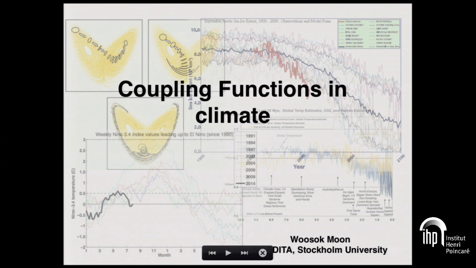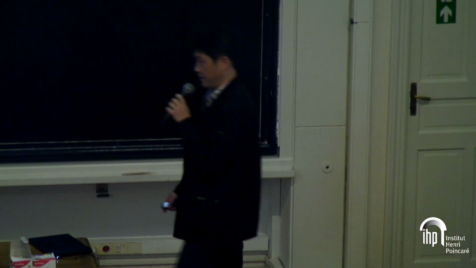My name is Woosok. I'm working in Nordita and the Department of Mathematics in Stockholm University. So today I'm going to introduce a very simple tool which everybody could understand, but hopefully useful for the analysis of monthly climate data. Simply, I'm going to introduce a very simple stochastic model to represent the statistics of monthly climate data.